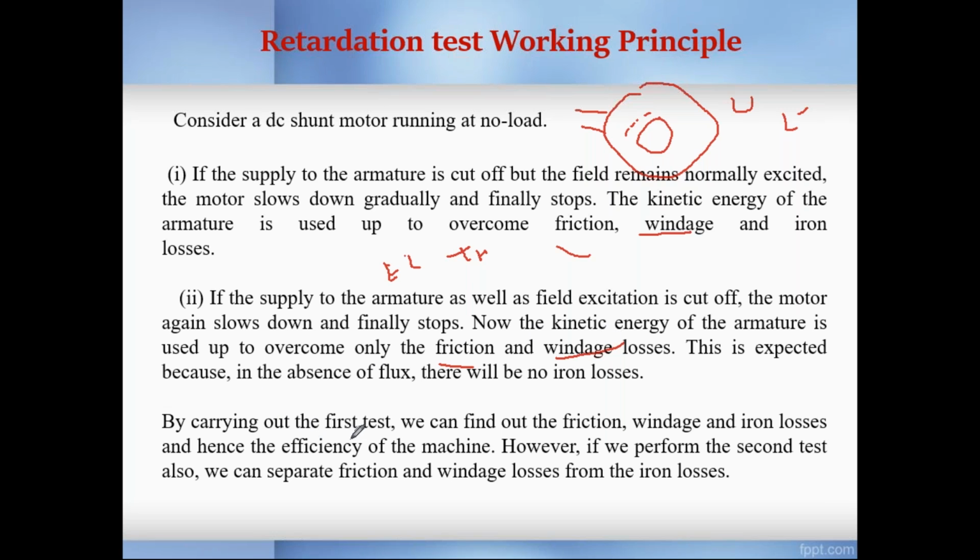By carrying out the first test, we can find the friction and windage and iron losses. So we find the three losses by using these two modes. If you know these three losses, you can automatically find the copper losses, and then finally the efficiency of the DC motor as well as the DC generator. This is the working principle of the retardation test, that is, how we conduct it in two modes.